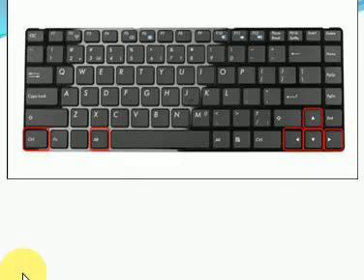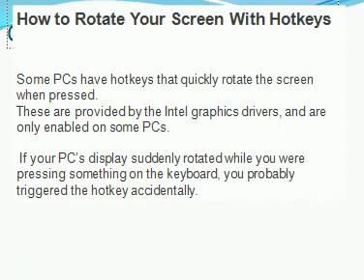How to rotate your screen with hotkeys. Some PCs have hotkeys that quickly rotate the screen when pressed. These are provided by the Intel graphics drivers, and are only enabled on some PCs. If your PC's display suddenly rotated while you were pressing something on the keyboard, you probably triggered the hotkey accidentally.